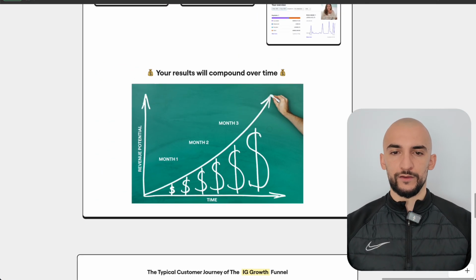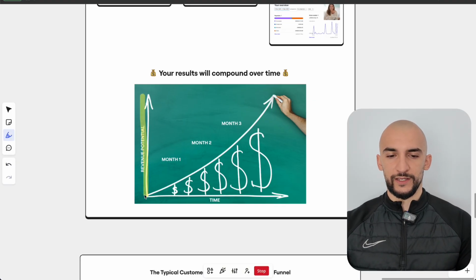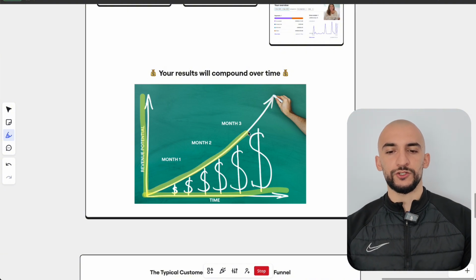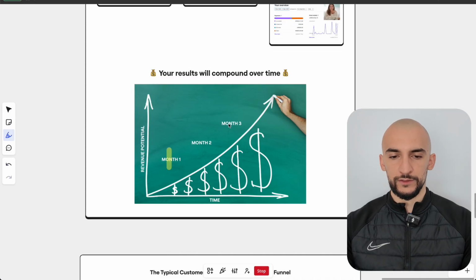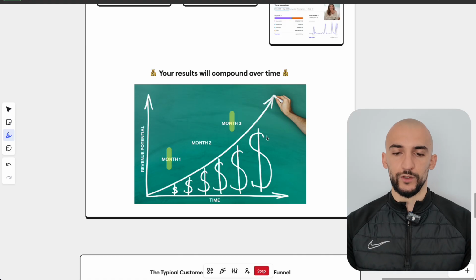Now, your results will compound over time. And this is why I love the Instagram growth funnel. We have revenue potential here and timing along the bottom. You can see month 1, month 2, month 3, we're going to start to go up because the leads that came in on month 1, by the time we get to month 3, they're going to be super warm. They've seen like 2 months' worth of your content.